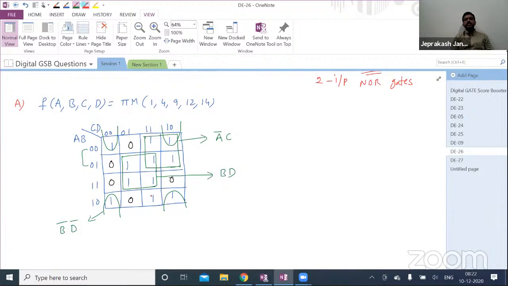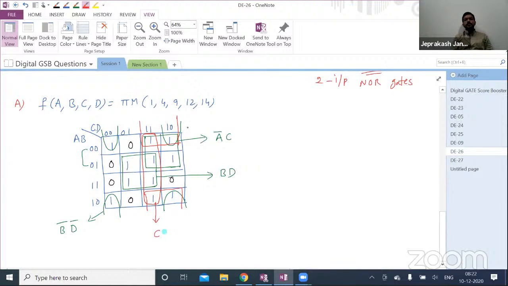Next one, regarding this particular one, you are having two possibilities. Either you can do grouping of these four ones like this, or column wise grouping. Whatever the possible groupings are, you have to do all such groupings. In order to cover this particular one, either you're having this grouping or this grouping. For column grouping, you will get CD.